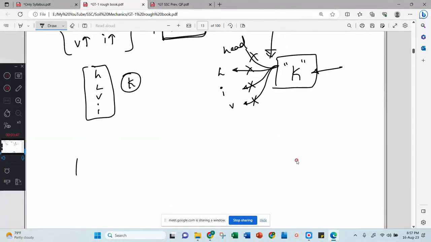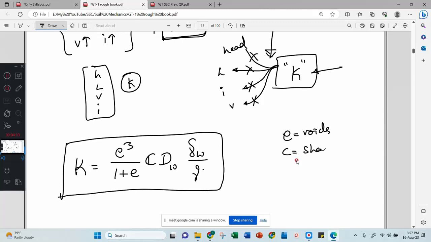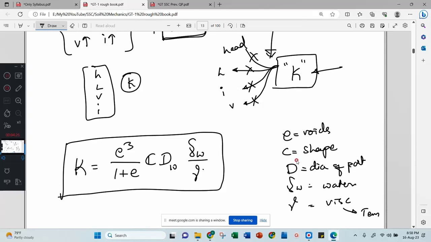Then I will write this permeability. For that I will have a different equation, that is K equal to e cubed divided by 1 plus e, times C d10 squared, times gamma w divided by nu. This is the equation of permeability. Here e is the void ratio, C is the shape factor, d is the diameter of the particle, gamma w is the density of the water flowing, and nu is the viscosity of the water, which depends on the temperature of the water.